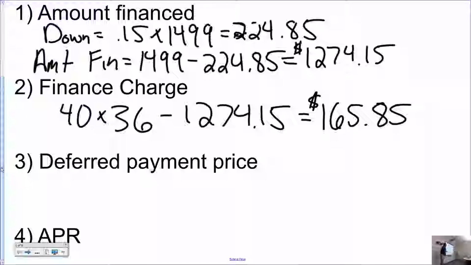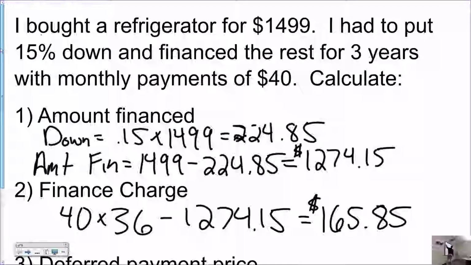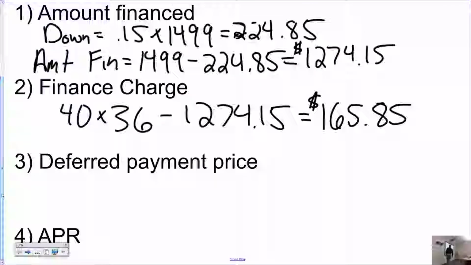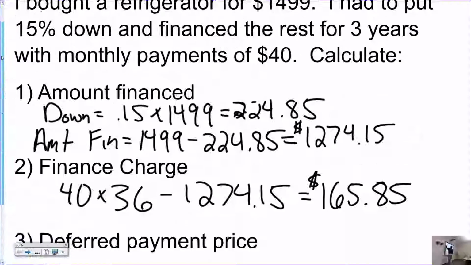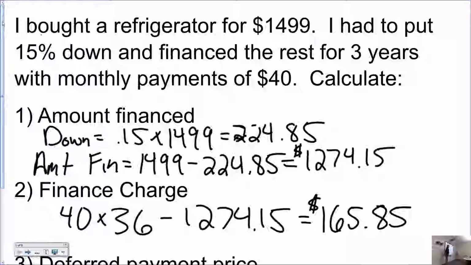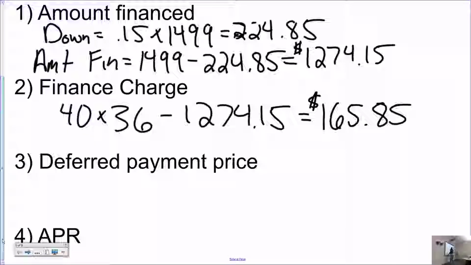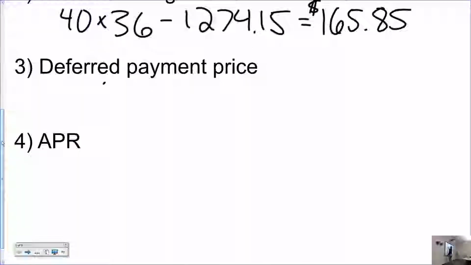And so deferred payment price, what does that represent again? Actual cost. That's what you pay. Yeah, what you really paid for this item. So what am I really going to pay for this refrigerator? What was the price of it? $1,499. You telling me I paid less than the actual price? Or wait, it should be $1,499 plus the $165.85. So one way of calculating deferred payment price is to take the price plus the interest.